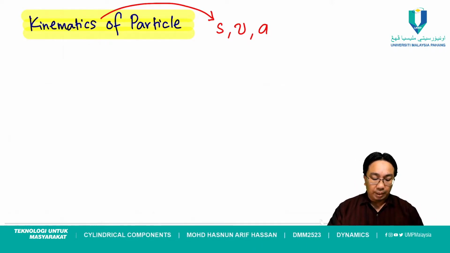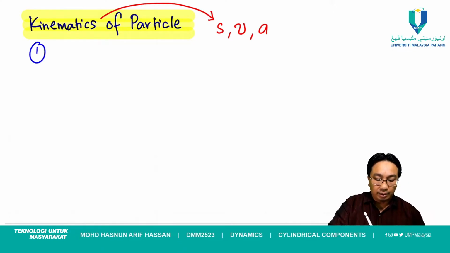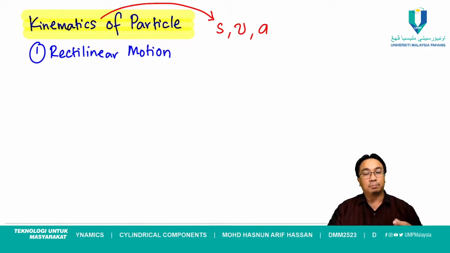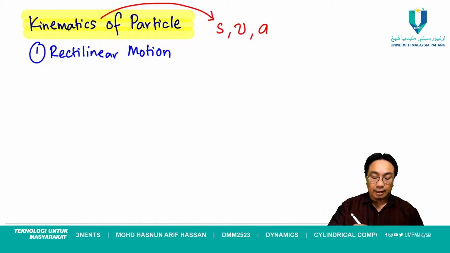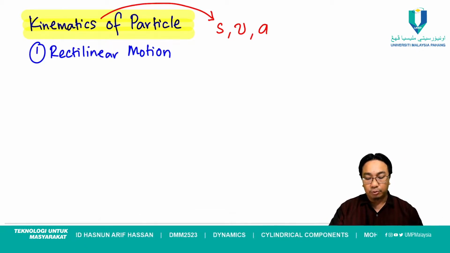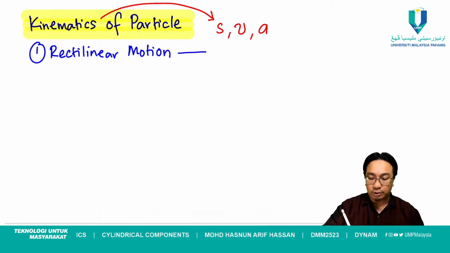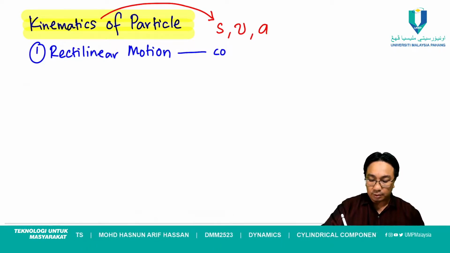The first topic that we have discussed is the rectilinear motion. Rectilinear motion means that the motion of the particle is in a straight line. Under rectilinear motion we have discussed three subtopics. There is continuous motion.